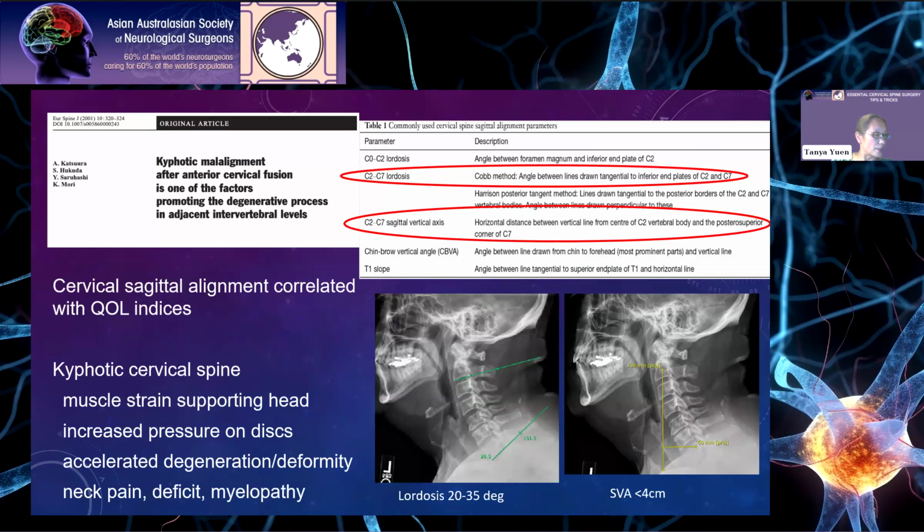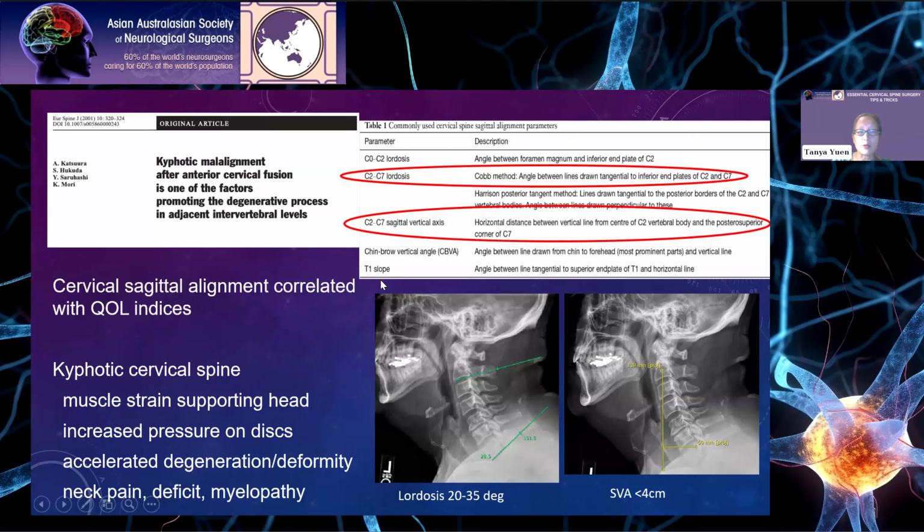Now, studies show that global cervical sagittal alignment does correlate with health-related quality of life indices. The kyphotic cervical spine theoretically places the neck musculature at more strain when it supports the weight of the head, with persistently increased pressures on the intervertebral disc, and that then results in accelerated degeneration and worsening deformity. And this was also highlighted in other studies that a kyphotic cervical spine predisposed patients to an increased risk of developing neck pain, deficits, and cervical myelopathy.